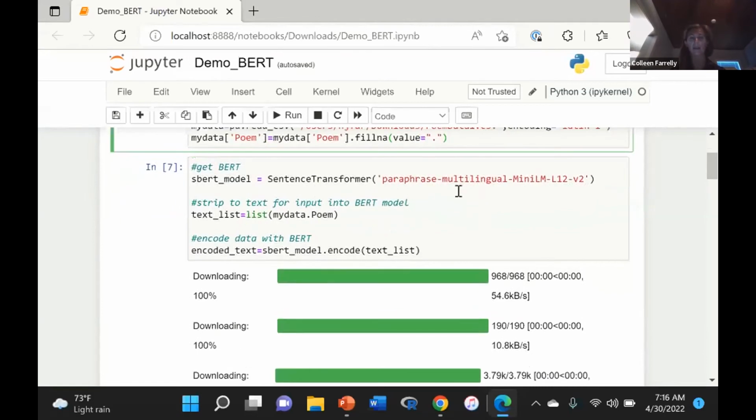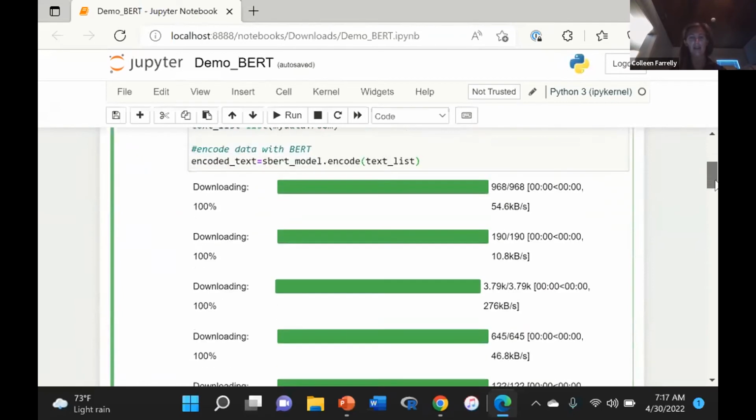We get the BERT model. So this particular training of BERT is multilingual. So it'll recognize a few different languages. And we get the text data from our data set and encode it with BERT. This can take a while to download if you don't have the package installed already. So be aware when you're using that. It also doesn't scale particularly well. So if you're dealing with data sets of millions, you may want to parse it out into smaller subsets for training.